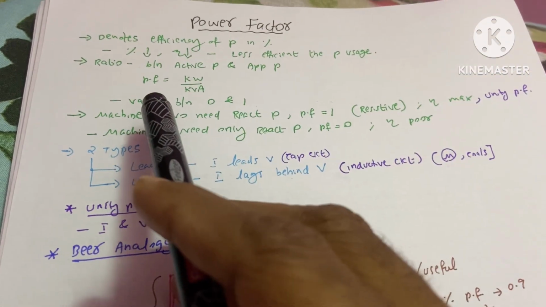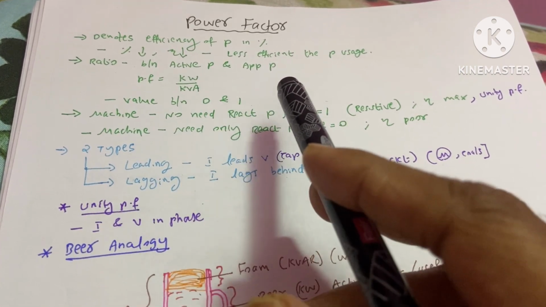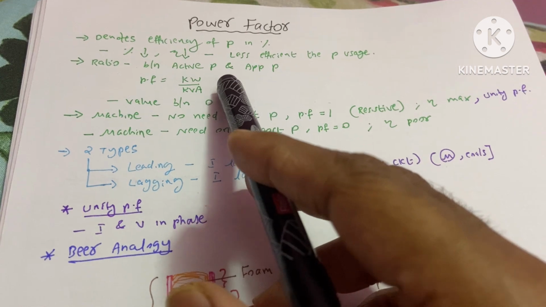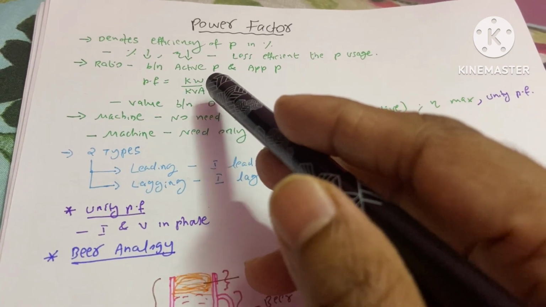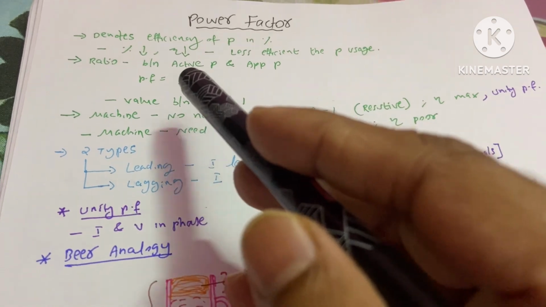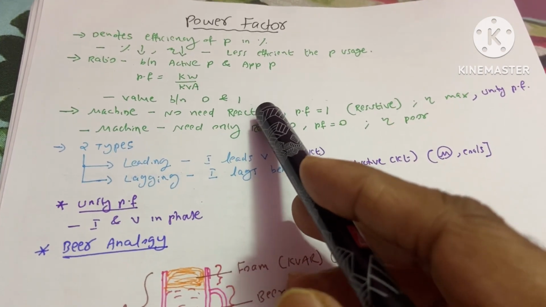And we could say the power factor is the ratio between active power and apparent power. That means power factor is active power, which is kilowatts, divided by kVA. Apparent power is the kVA. And its value is always between 0 and 1.